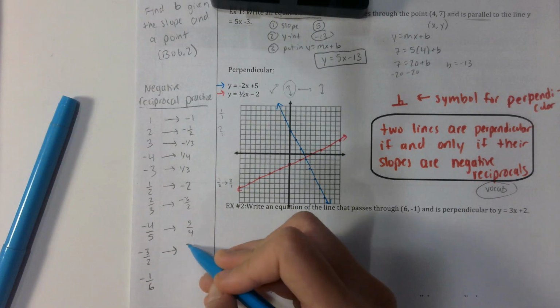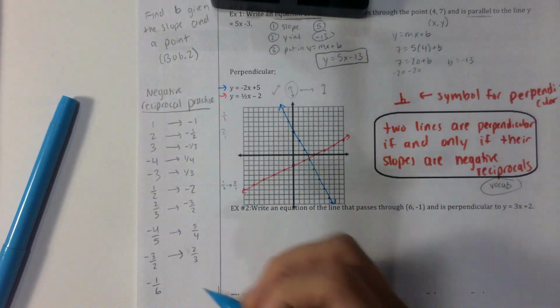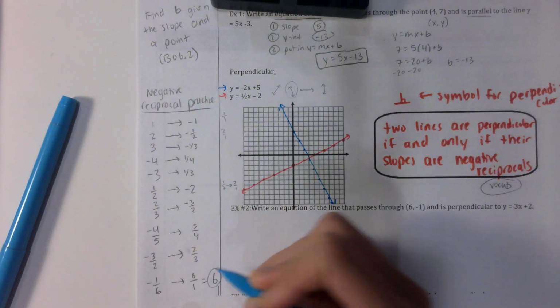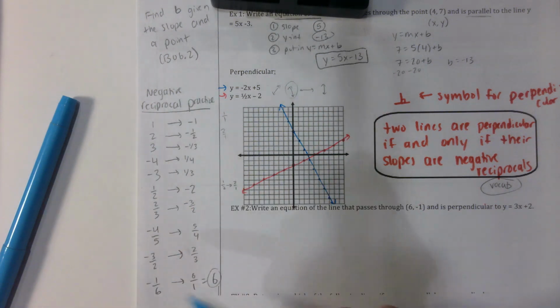This one, 2 over 3. Oh, it is negative, so we make it positive. And then finally, this one goes 6 over 1, which is the same thing as 6. So this is just some practice of negative reciprocal. You need to be able to do this very quickly.